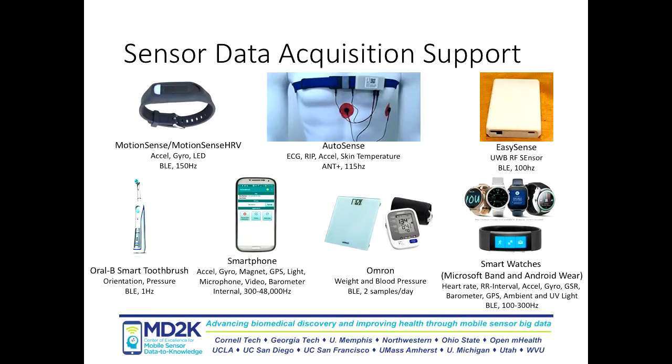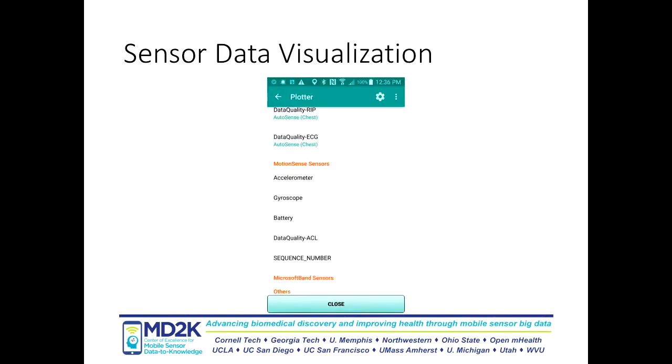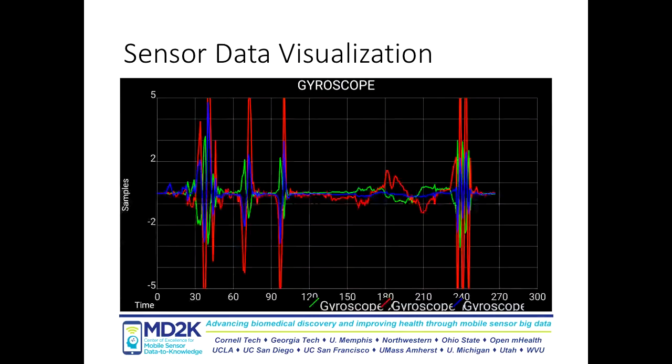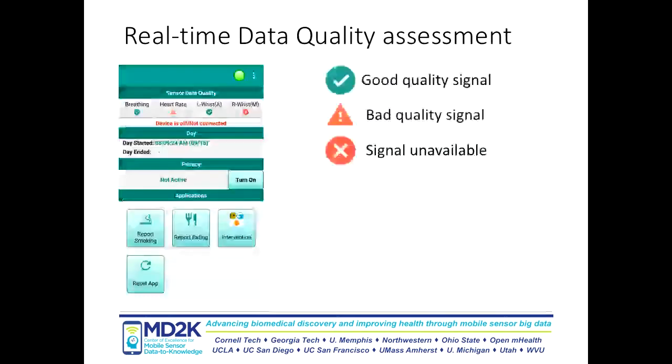mCerebrum provides the ability to examine the signal, as we saw in the demo. So in the plotter, if we select the MotionSense sensor's gyroscope signal, then we can view the signals in real time, which will tell us whether the data is collected properly or not. We also saw in the demo that the data quality assessment is available in real time.